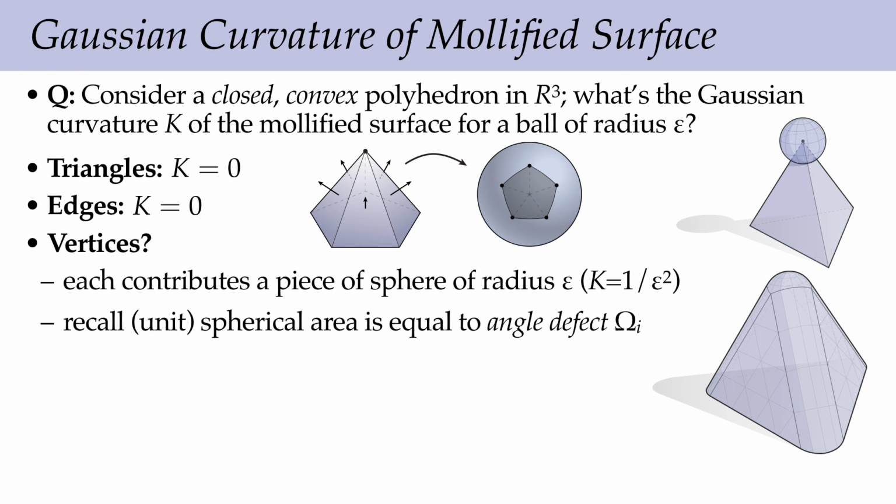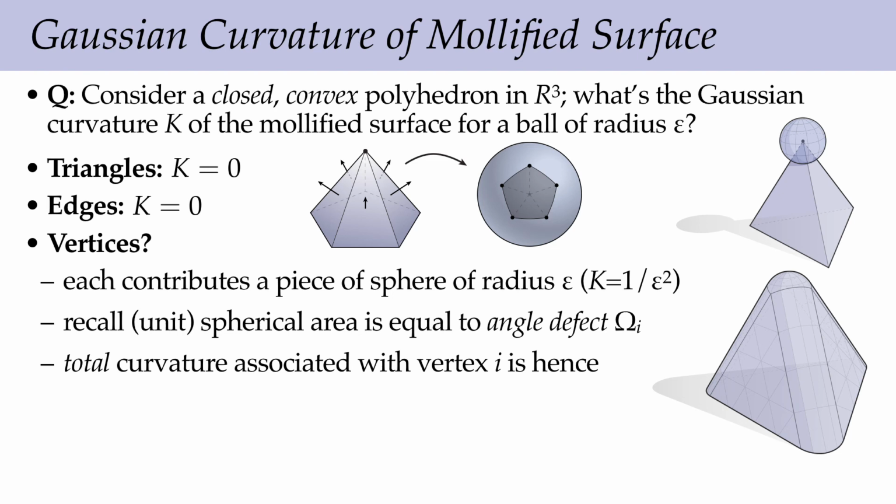Remember also that the area on the unit sphere is equal to the angle defect omega i. Right, so we can use omega i as a nice quantity in an expression where we want to talk about this spherical cap. In particular, the total curvature associated with vertex i is going to be the area of this spherical piece times the Gaussian curvature of this spherical piece. The area is just what fraction of the whole sphere is covered in the Gauss map times the area of a sphere of radius epsilon. So omega i over 4 pi times 4 pi epsilon squared. The Gaussian curvature of the sphere is 1 over epsilon squared. When we simplify this, we just get omega i.